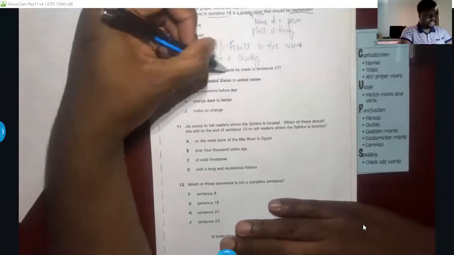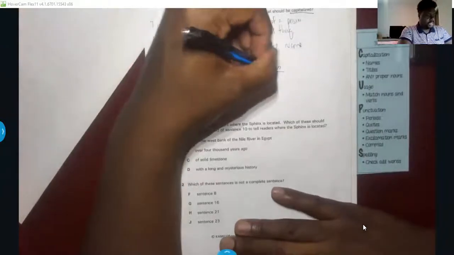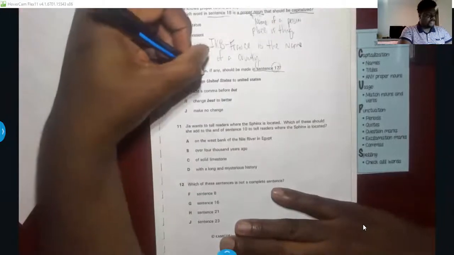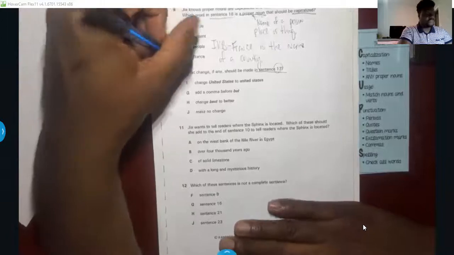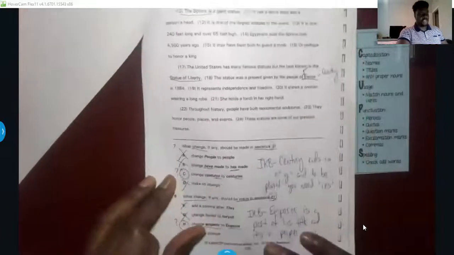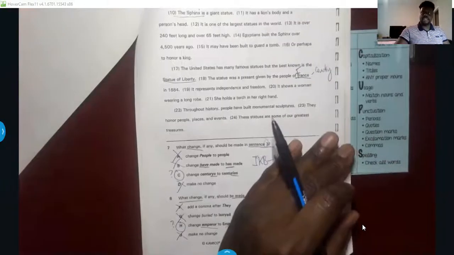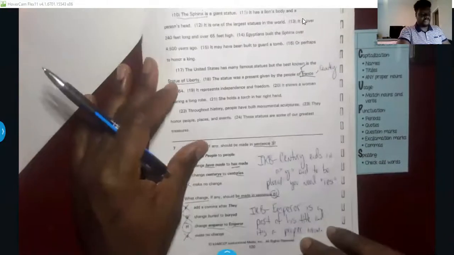Let's go to number 10. What change, if any, should be made in sentence 17? Remember I told you before, what change, if any? Already know it's CUPS. Even if you get confused, if you see what change, if any, those are CUPS questions. So go back to sentence 17. I'm looking for any errors with capitalization, usage, punctuation, or spelling. We don't know which one yet, but you're going to be looking for some kind of error with one of these 4.